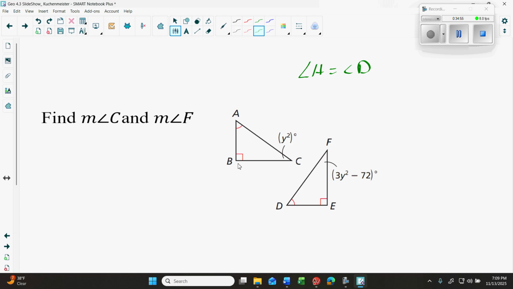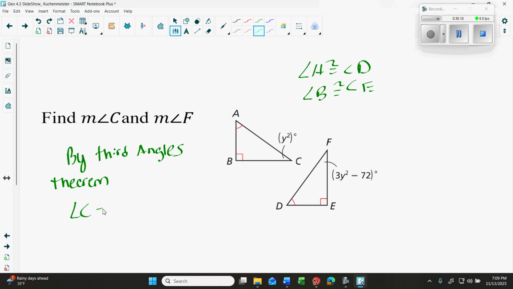I also know that angle B is congruent to angle E because they're both 90, and since two things are the same measure, angle B and E are congruent. Well, that means by the third angles theorem, angle C must be congruent to angle F, which means the measure of C must equal the measure of F. So we're going to have y squared equals 3y squared minus 72.